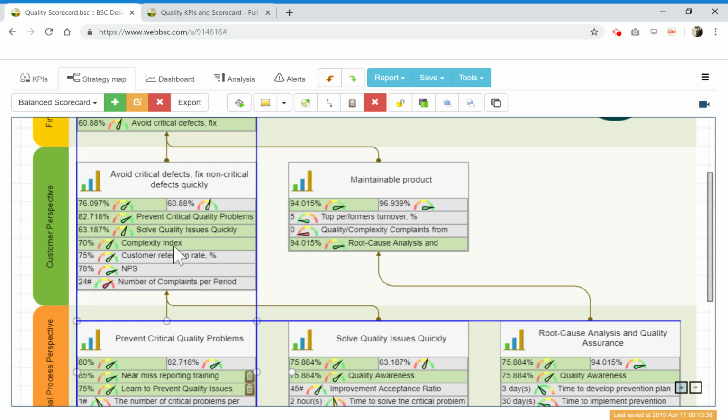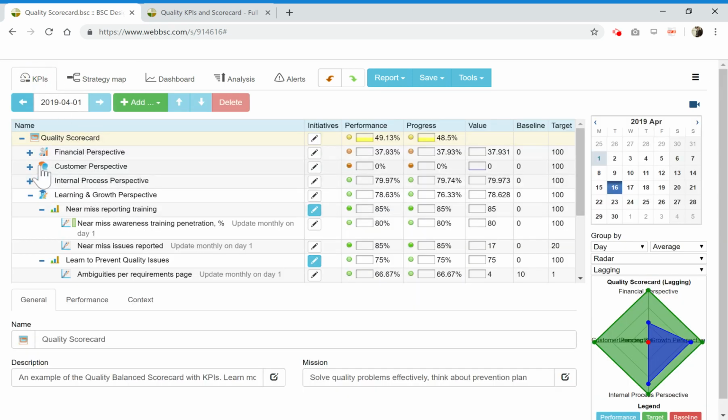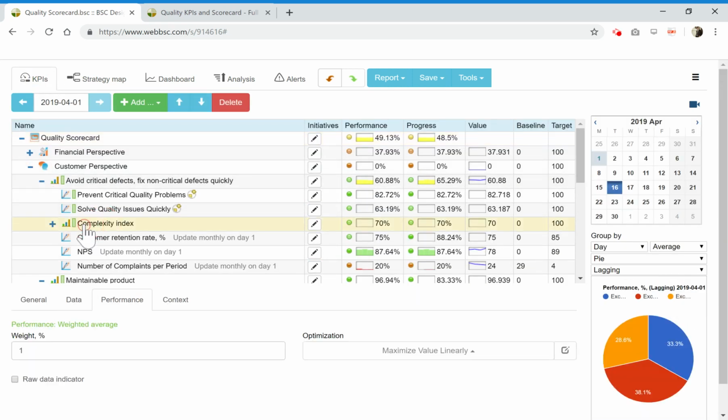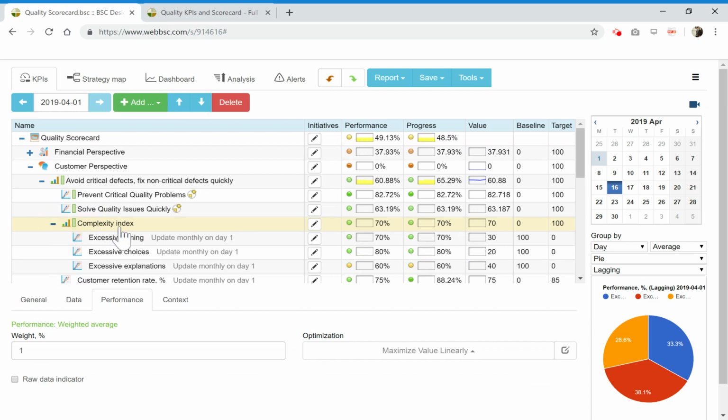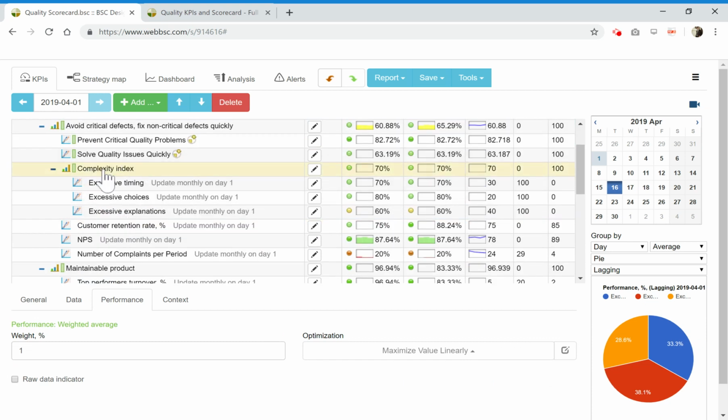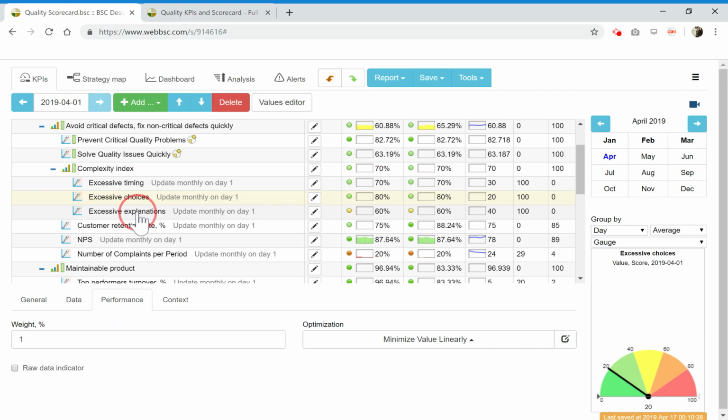And we have the complexity index indicator, which is a local indicator for this goal. Let's see if I have added some details. Yeah, actually here, the complexity index is explained. So what is complexity? How is it perceived? Again, in the article we discuss this in detail, but I would say that normally complexity is perceived by excessive timing, excessive choices, excessive explanations.